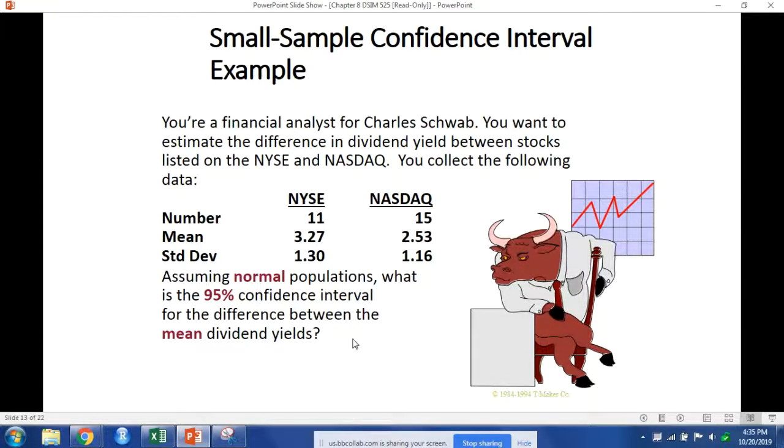So let's calculate that with an example. Okay, so we have a smaller sample size this time, less than 30. We will want to use a t-test instead of a z-test. You're a financial analyst for Charles Schwab. You want to estimate the difference in dividend yield between stocks listed on the New York Stock Exchange and the NASDAQ. You collect the following data. Sample sizes are now only 11 and 15. Our means are 3.27 and 2.53. Our standard deviations are 1.3 and 1.16. Interested in a 95% confidence interval.